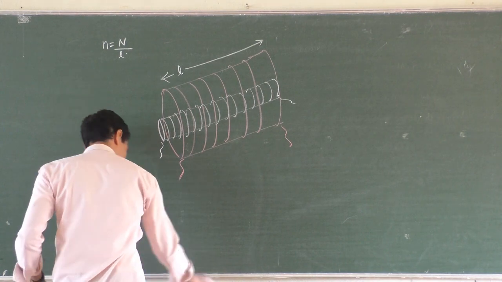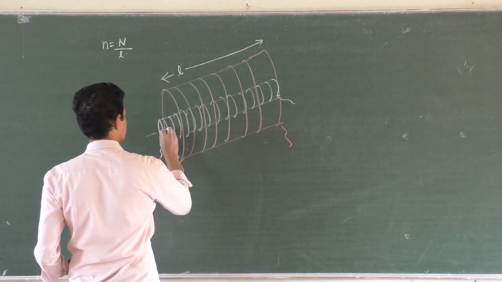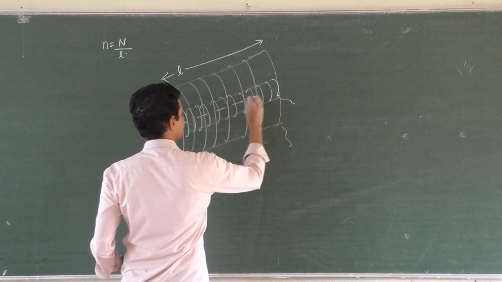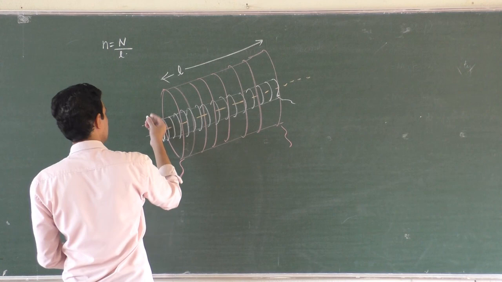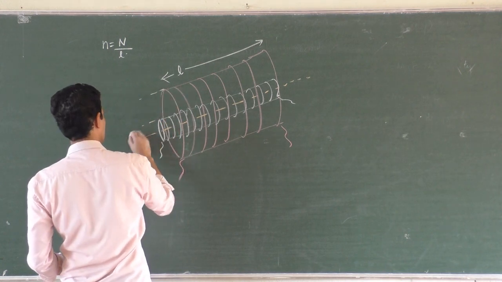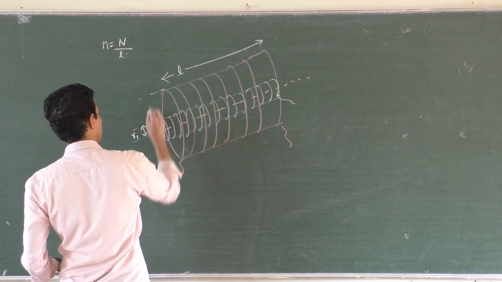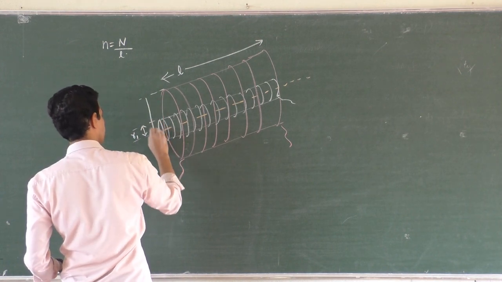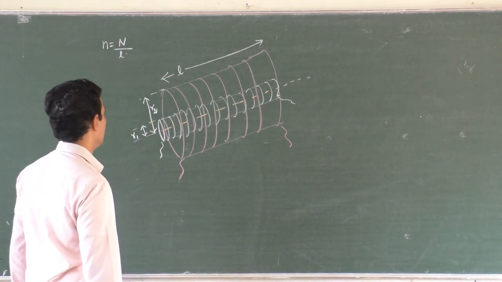And I will show the axis. Let the axis be shown like this. This is a common axis for both the coils. Shall I name this as R1 and R2? This is R1 and this is R2, the radius of the other coil.